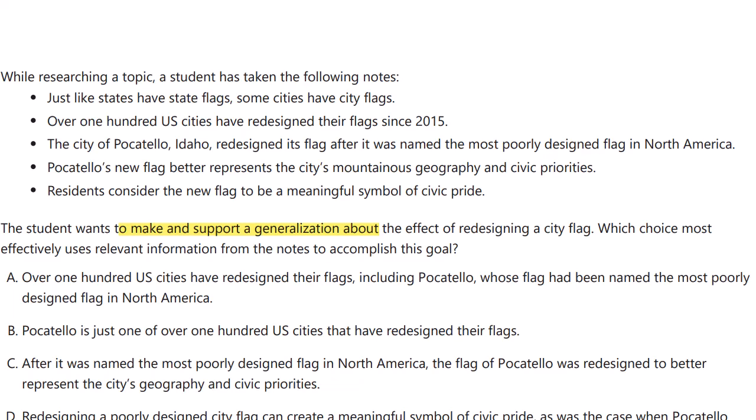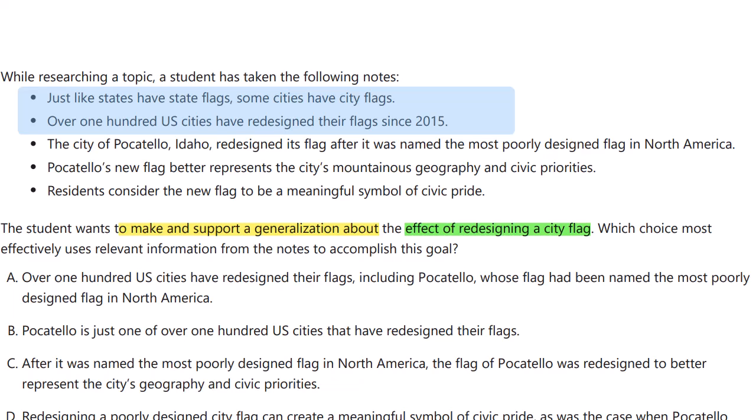Okay, so the first step in these particular prompts is to identify what exactly it is the student wants to make the generalization of. The effect of redesigning a city flag, in this case. We're going to keep that goal in mind as we read through the different bullet points. Just like states have state flags, some cities have city flags. Over 100 U.S. cities have redesigned their flags since 2015.